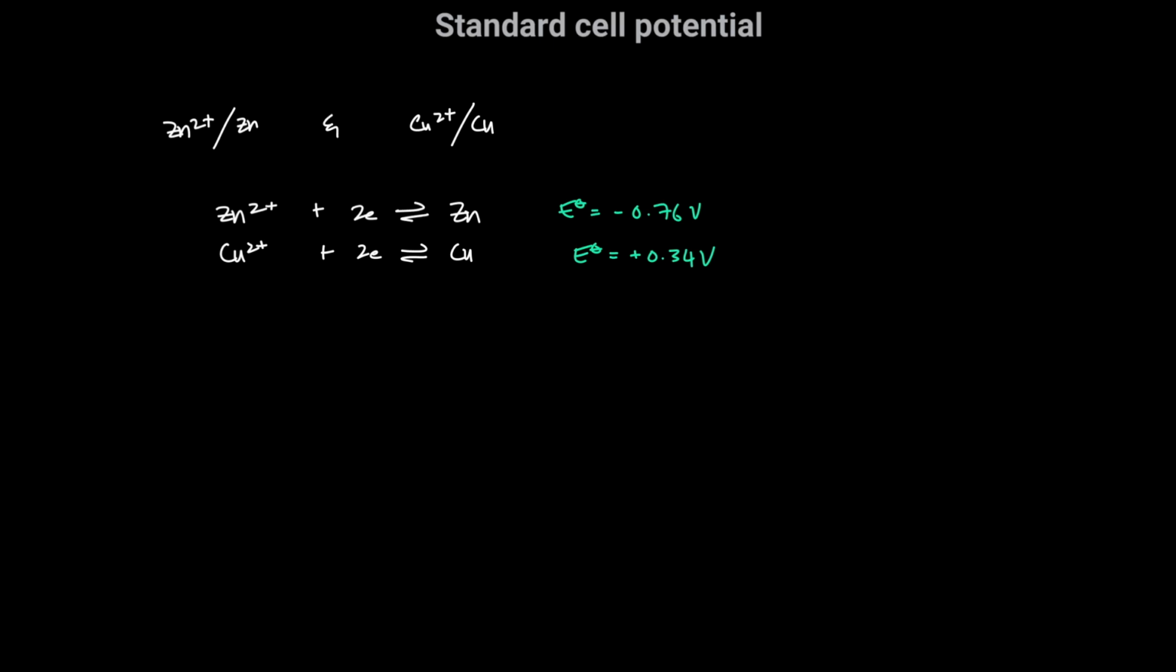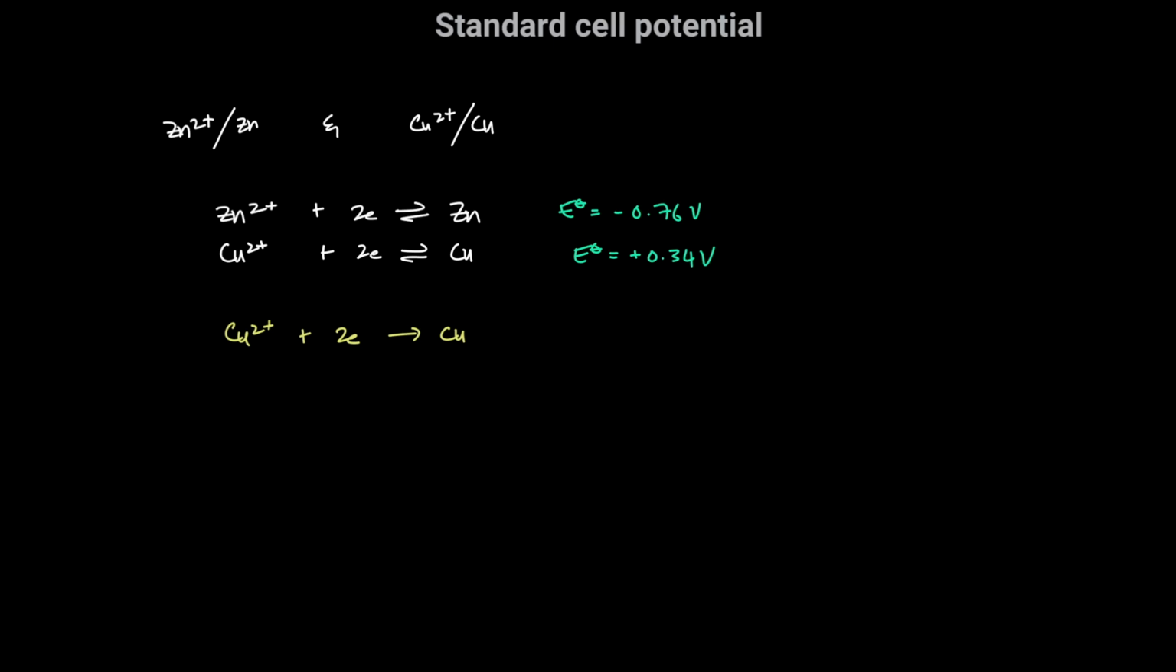Over here, we can say that based on the standard reduction potentials, remember the standard reduction potentials are a measure of oxidizing strength, or strength as oxidizing agents. We can say that copper 2+ is a better oxidizing agent than Zn2+. It undergoes reduction more readily, it has a more positive standard electrode potential. So we can say that copper 2+ will undergo reduction.